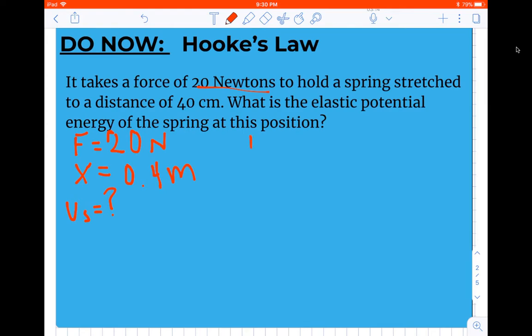We know from class on Friday that elastic potential energy, the energy stored in a spring's position, is equal to 1/2 times the spring constant times the displacement of that spring squared. So it can either be a stretch or compression distance. We have the stretch distance. We don't have the spring constant. So how could we find the spring constant, K? What other relationships do we know of that contain that variable?